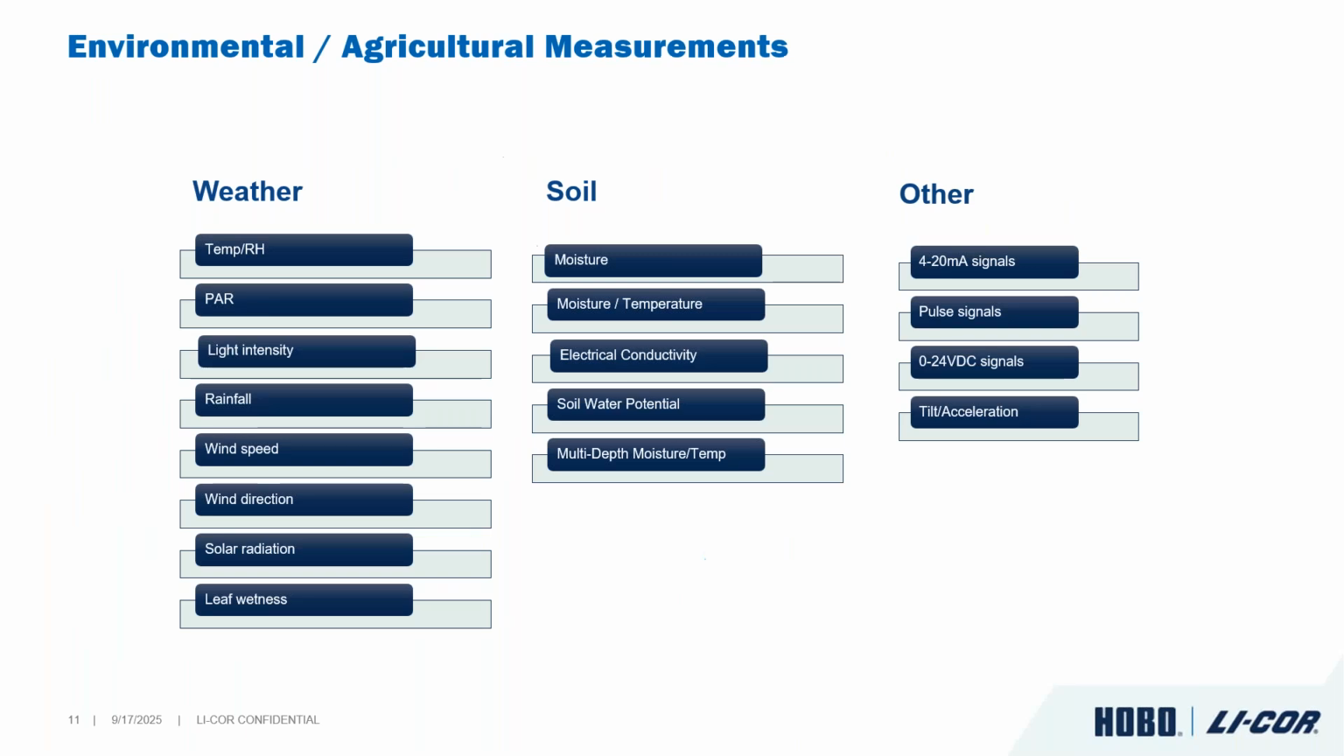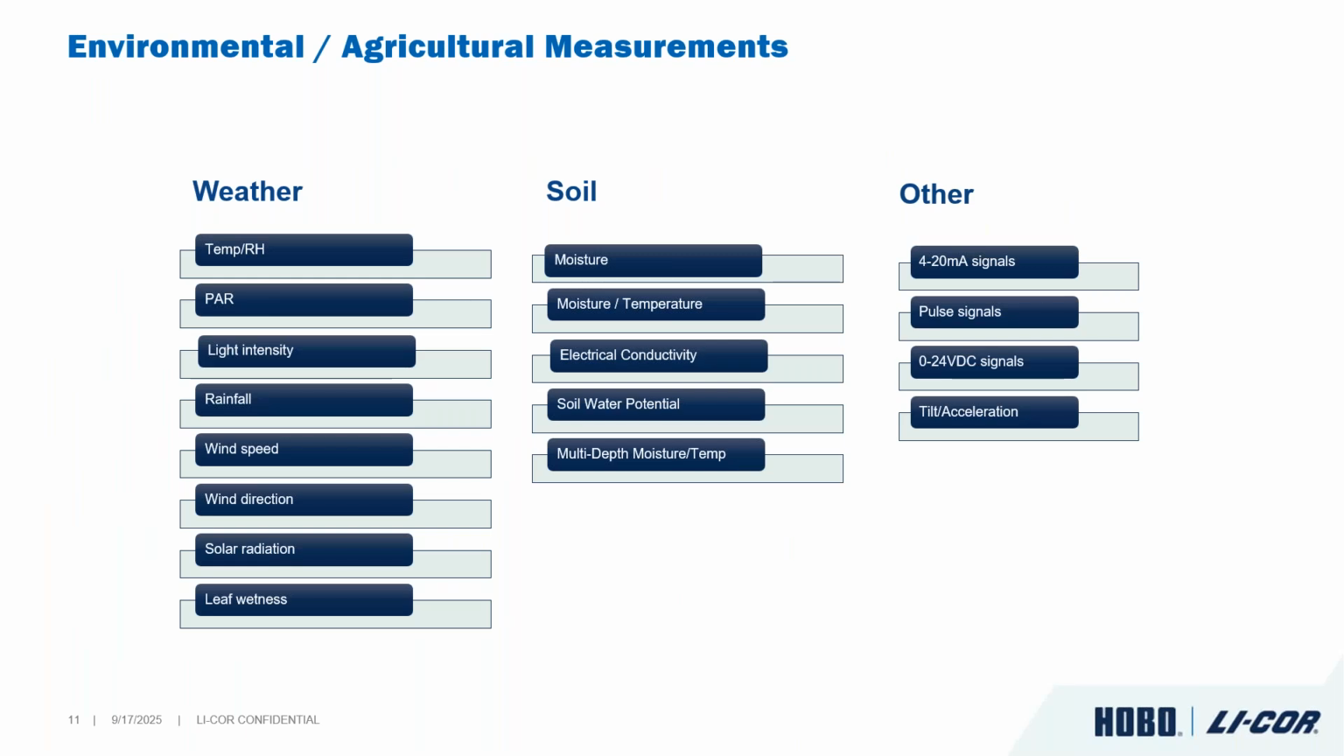Some applications that our products are used for within environmental and agricultural measurements are the following, broken up into a couple of different categories. You'll see here we have weather, soil, and other. Under your weather parameters, it's going to be your typical weather monitoring conditions: your relative humidity and temperature, different types of light, wind speed and direction, rainfall, and leaf wetness.